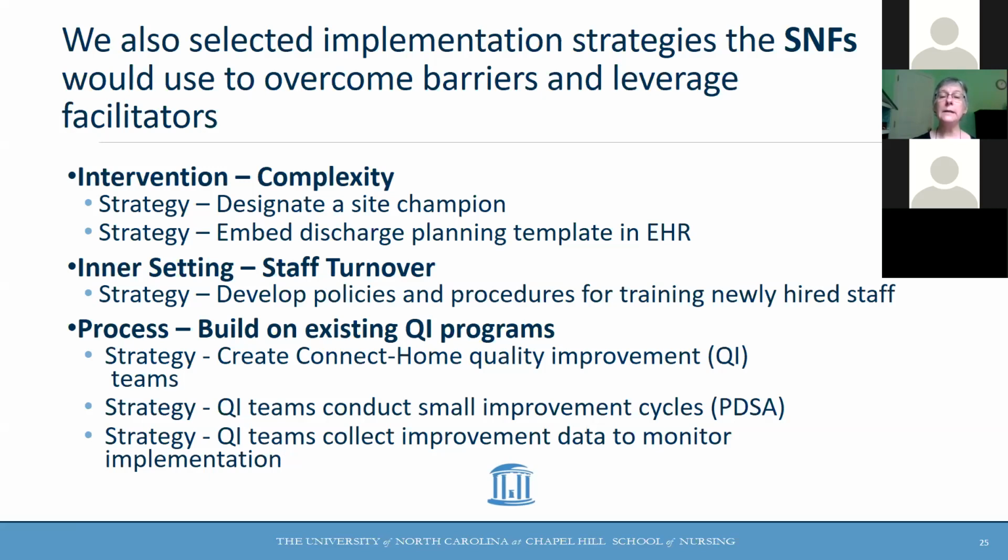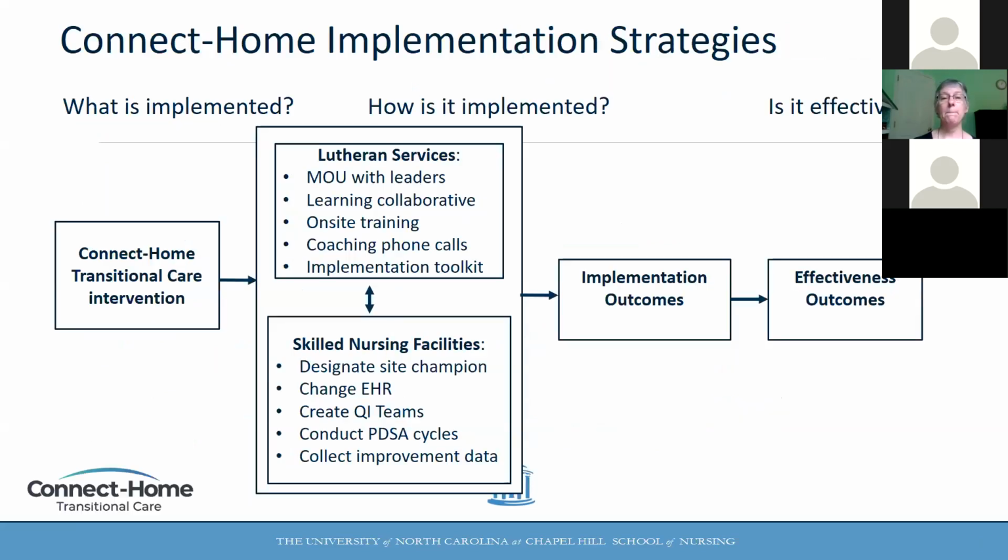And then we built on their existing QI programs by asking them to create a Connect Home quality improvement team, and for those teams to conduct small improvement cycles or Plan, Do, Study, Act PDSA cycles. And then we asked them to collect improvement data to monitor implementation over time. So this is essentially what our implementation strategies looked like. You see at the top the strategies that Lutheran Services delivered, and then below that are the strategies we asked the skilled nursing facilities to enact.